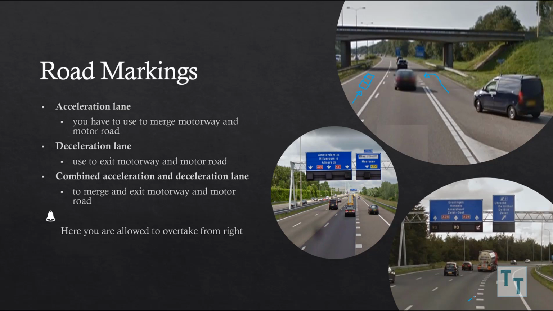Deceleration lane. You have to use the deceleration lane in order to exit the motorway and motor road. Once you reach the solid line here, you are not allowed to merge onto the motorway again. Also, the road markings indicate a combined acceleration and deceleration lane. In this lane, drivers can merge and exit the motorway. On the acceleration lane, deceleration lane, and also the combined acceleration and deceleration lane, you are allowed to overtake from the right.